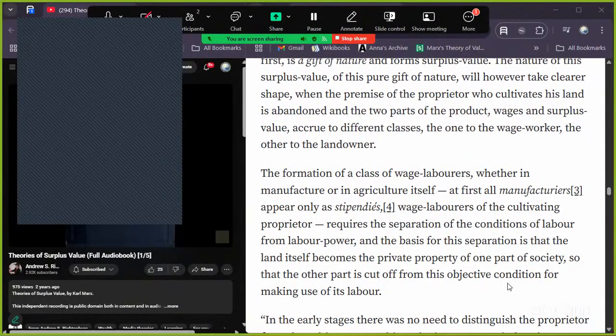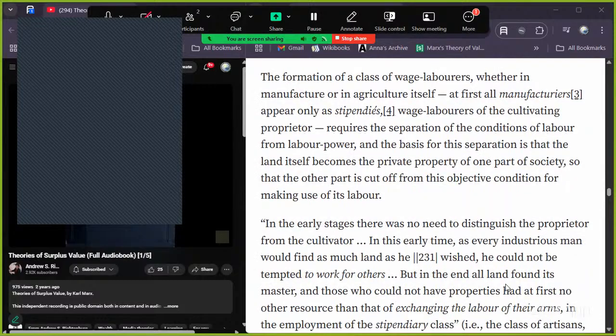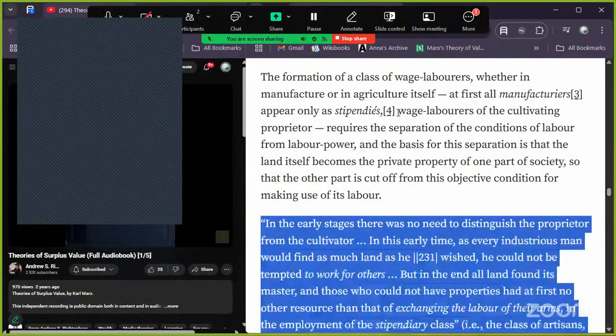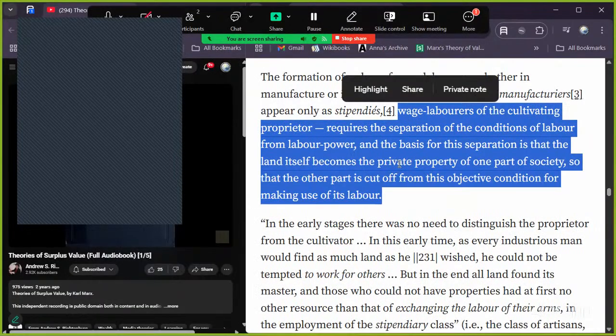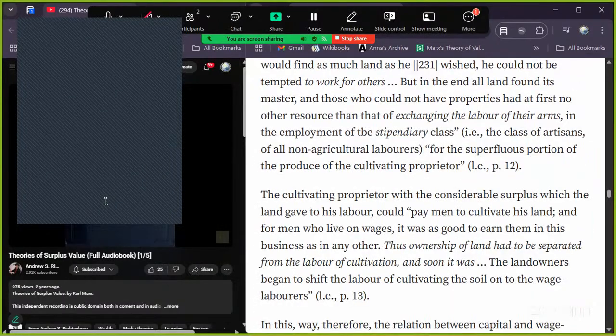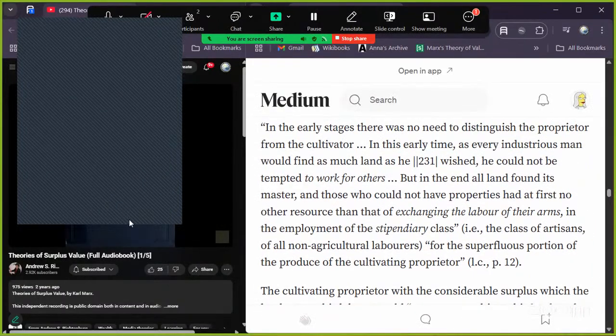The formation of a class of wage laborers, whether in manufacture or in agriculture itself, requires the separation of the conditions of labor from labor power, and the basis for this separation is that the land itself becomes the private property of one part of society, so that the other part is cut off from this objective condition for making use of its labor. Quote: "In the early stages, there was no need to distinguish the proprietor from the cultivator. In this early time, as every industrious man would find as much land as he wished, he could not be tempted to work for others.